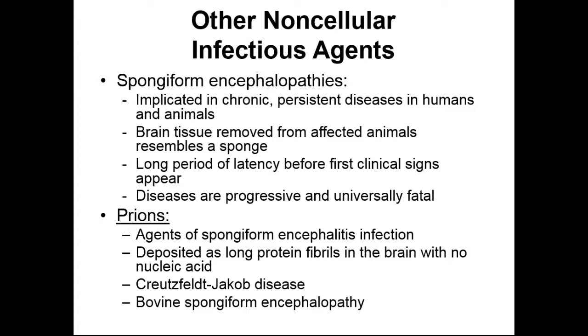So a prion is a protein that causes a disease. It's different from a virus. A virus is a combination of nucleic acids, proteins, and lipids. The prion is an individual protein molecule that can cause disease. These prions can be deposited as long protein fibrils in the brain, and they don't have any nucleic acids or lipids associated with them at all. In a human being, they can cause Creutzfeldt-Jakob disease, which can be caused when a human being eats tissue from a cow that has been infected with bovine spongiform encephalopathy.